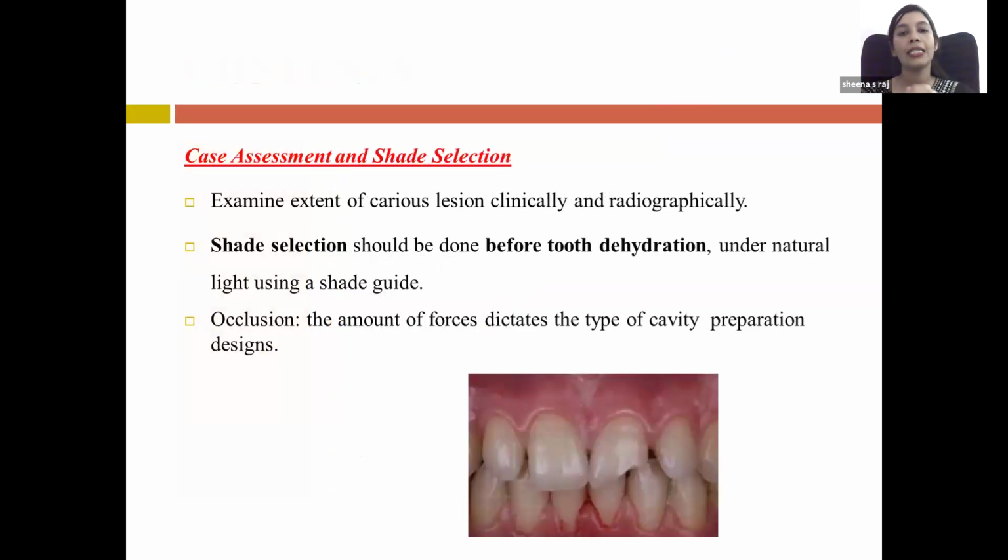So first is case assessment. We have to examine how much the caries has progressed, both clinically and radiographically. Like what we do in clinical practice, only that is what is happening. We have to do a shade selection before tooth dehydration. That is very important, in natural light under a shade guide, and occlusion should be tested.